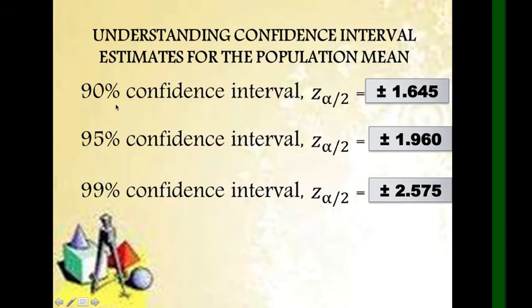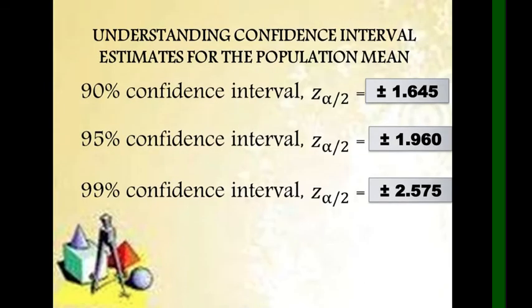For 90% confidence level, we have an equivalent of positive negative 1.645. For 95% confidence level, we have positive negative 1.960. And for 99% confidence level, we have positive negative 2.575. Okay? So, pwede nyo na lang balikan ito kapag nag-answer na tayo.